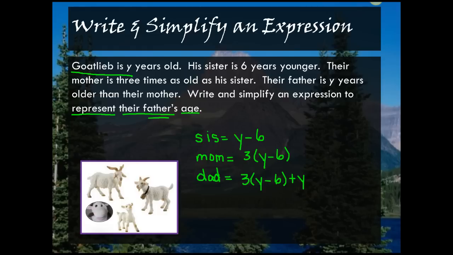Now that we have our expression, we can simplify it. We'll multiply 3 times Y and get 3Y. Then we'll multiply 3 times 6 to get 18. Since there is a subtraction symbol inside the parentheses, we'll have 3y minus 18 plus y. Next, we need to combine our like terms. 3y plus 1 more y gives us 4y minus 18. The father's age can be represented by 4y minus 18.